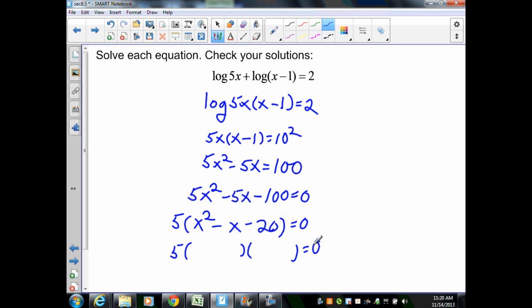But this time into 2 sets of parentheses. Give me x, and I know this minus sign tells me I'm going to need 2 values that multiply to give me 20, one positive, one negative, and the 2 numbers will have to subtract to give me this negative 1. That will be a minus 5 and a plus 4. And you can FOIL that to show that that actually works.